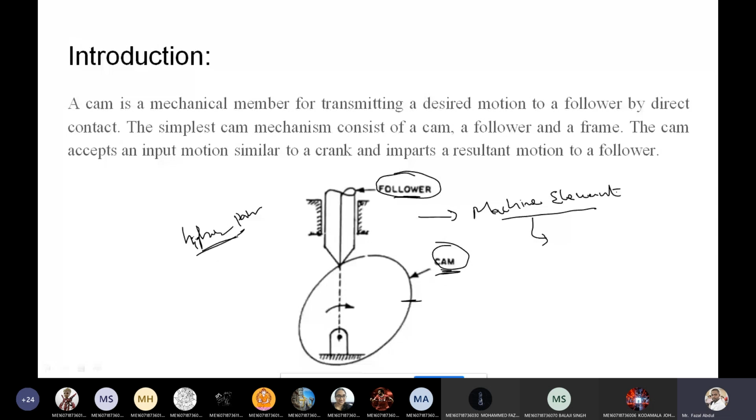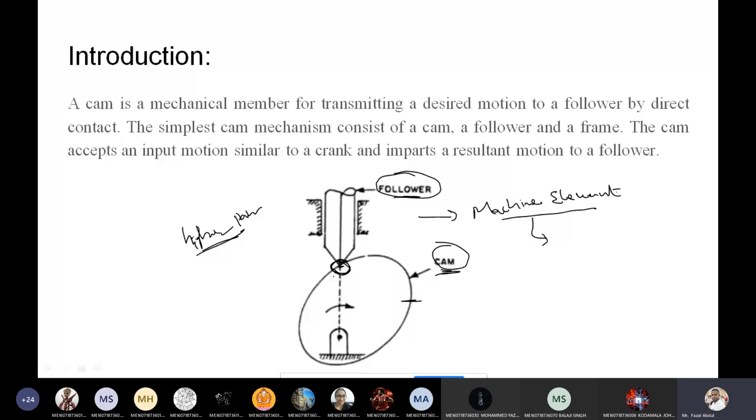Okay, why? What is higher pair here? The definition is: a higher pair is a pair in which a point of contact or line of contact exists. See in this diagram, the point of contact is appearing. So for that reason this CAM and follower comes under the higher pair category. Here intermittent motion is transmitted to the follower by direct contact. See here it is making the direct contact, point of contact.